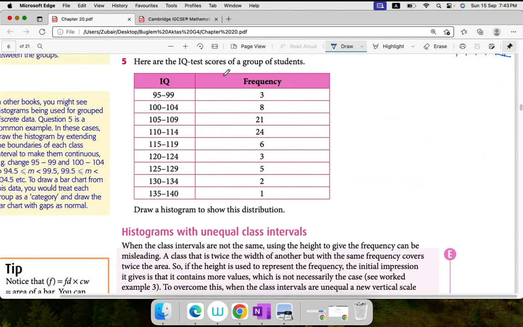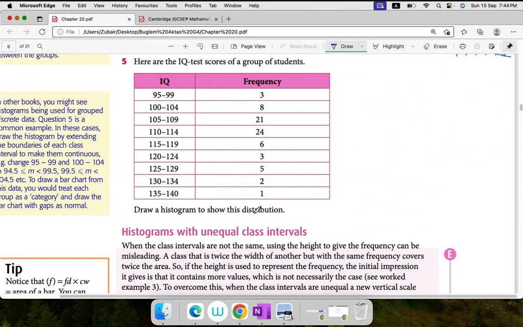Here are the IQ test scores of a group of students. IQ test scores are given, frequency is given, 95 and 99. I'm just looking at the left hand side: 95, 100, 105, 110. So there's a change of 5, 5 all the way. Then 99 plus 5 is 104, plus 5 is 109, 114, 119, 124, and the last should have ended at 139.